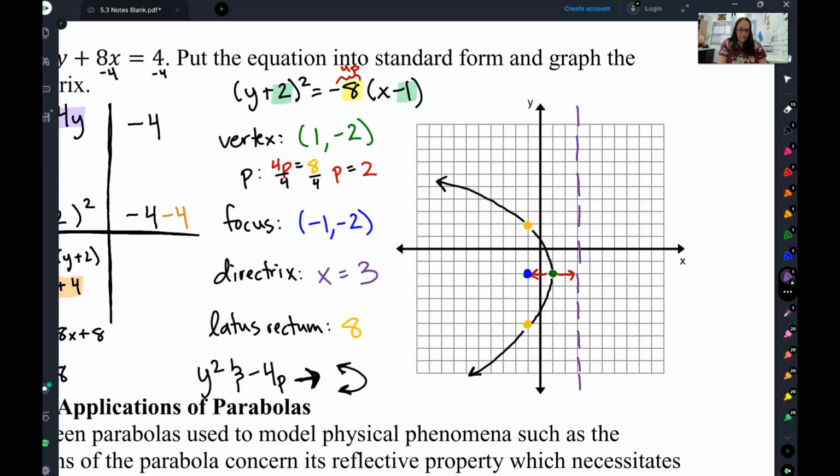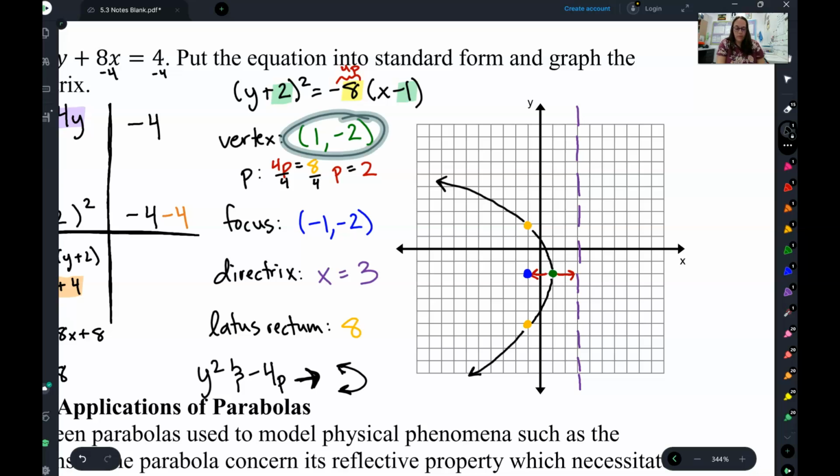Let's check your work. Now, first off, I found the vertex. Remember the vertex is h, k, and remember that h always goes with the x value, k always goes with the y value. I need the x first, then the y, and I flip the signs. So positive 1, negative 2, there's my vertex. I found my latus rectum is 8. Remember, I can drop the negative because it's a distance. And then I set that equal to 4p to get that p is 2.